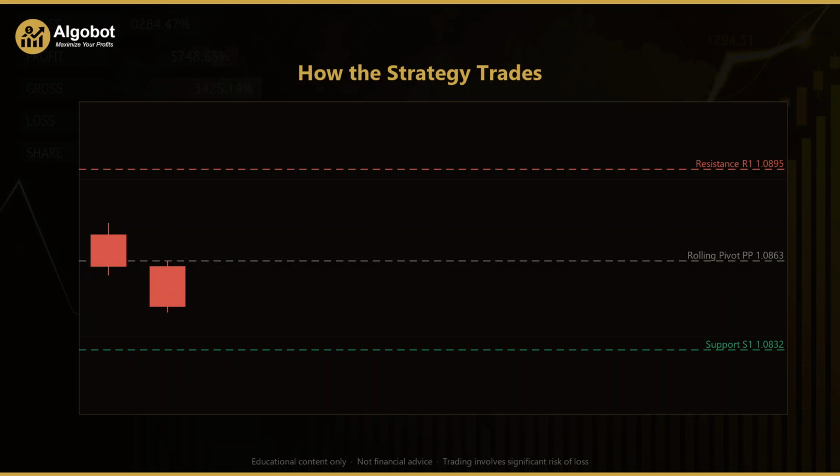Now let's bring this to life on a chart. What you're seeing is an illustrative example on a pair priced around the 1.08 region, similar to the euro against the US dollar. I've drawn 3 horizontal lines that the strategy recalculates on every bar. The support pivot, S1, near 1.0832, the central rolling pivot in the middle, around 1.0863, and the resistance pivot, R1, up near 1.0895. Watch carefully how the candles interact with these levels.